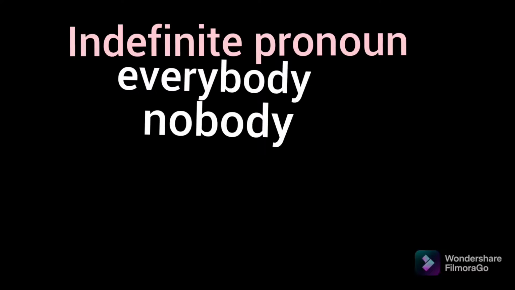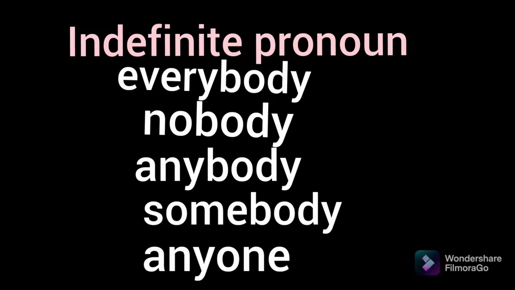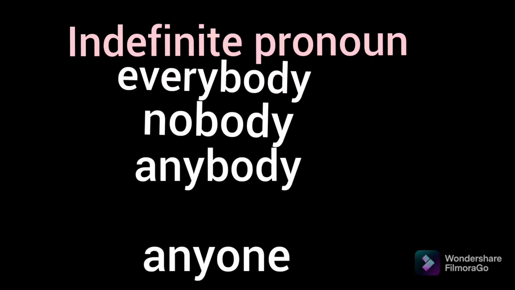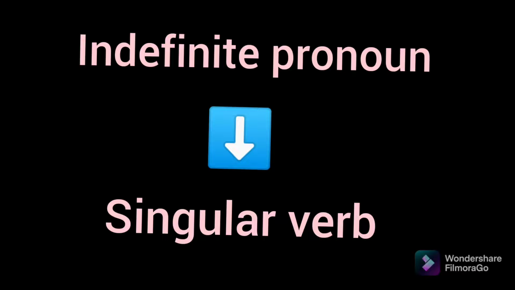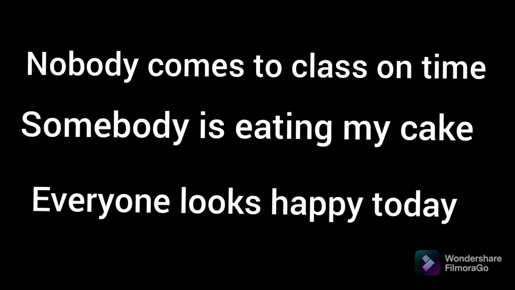Indefinite pronoun is a type of pronoun. For example, everybody, nobody, anybody, somebody, anything, anyone, everything, nothing, something, someone. Indefinite pronouns usually take singular verbs, so you have to match indefinite pronouns with a singular verb. Let's now see a few examples. Nobody comes to class on time. Somebody is eating my cake. Everyone looks happy today. Nothing seems to be okay. Something is missing from my bag.